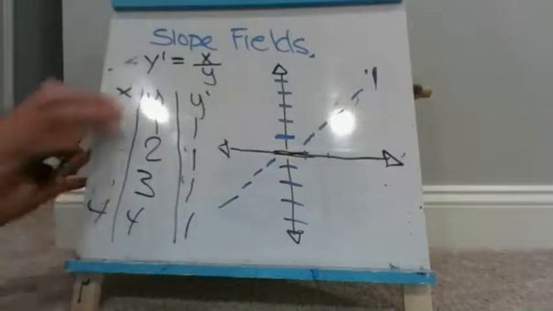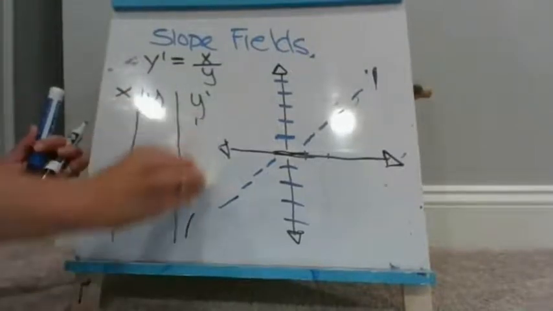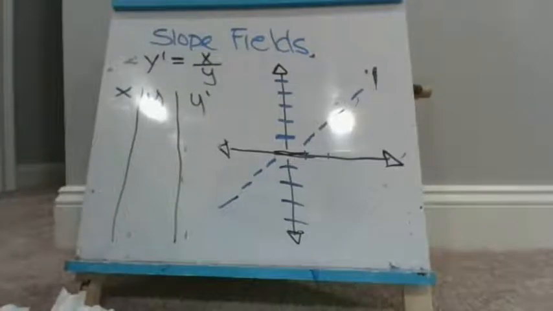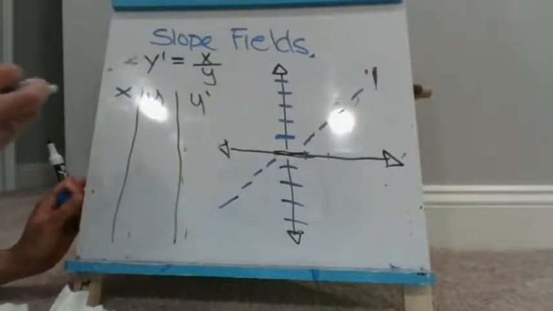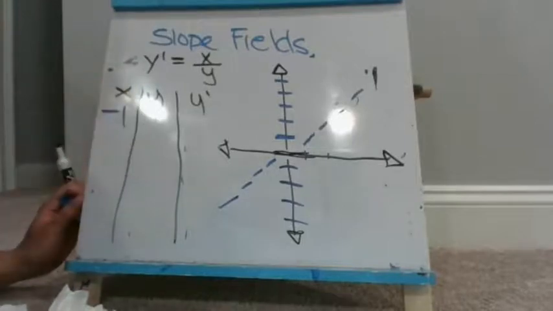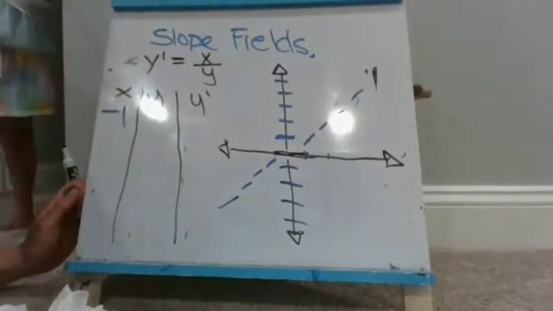All right. Let's try another pattern. Let's pick another x value. How about, let's get some negatives on here. How about if I picked -1?